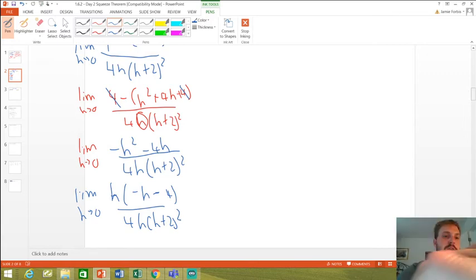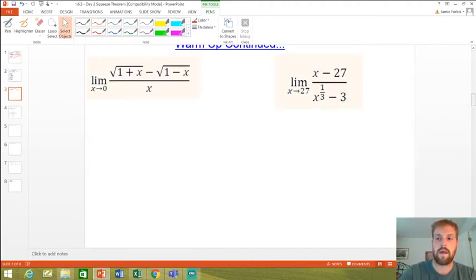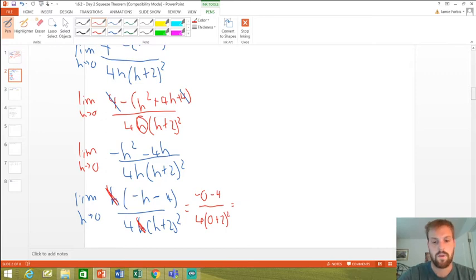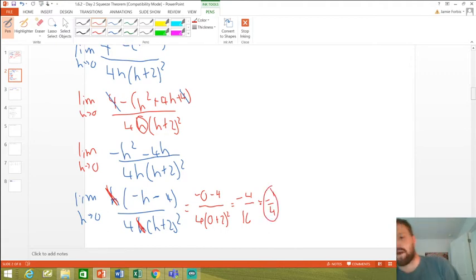Okay. And now you notice that we have it in factored form, so this h and this h cancel out. With that being said, I'm able to actually plug in 0 now with those factors canceled out. So I'm going to go ahead and plug in 0. It's going to be negative 0 minus 4 over 4 times (0 plus 2) squared, which ends up being what? Negative 4 over 16, or negative 1/4. There you have it. It wasn't too bad.